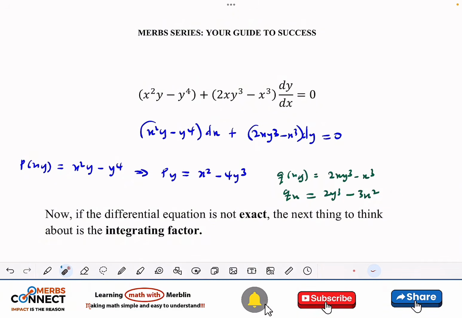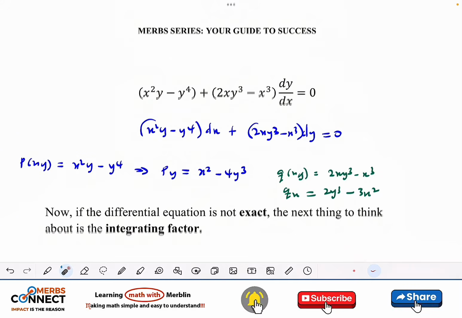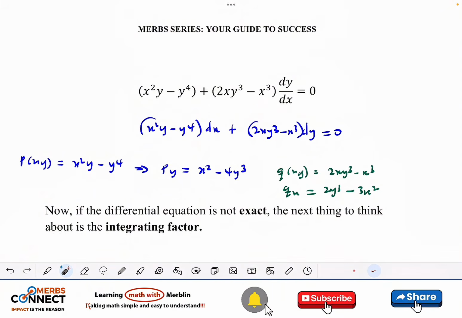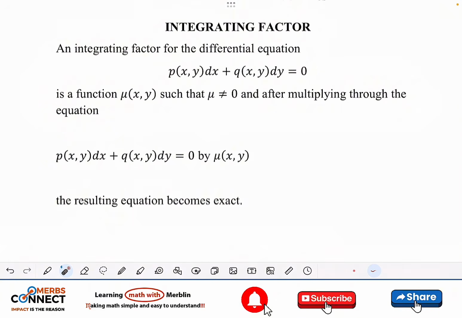Good. So that's where integrating factor comes in. If this is not the same as this, then we cannot use the method of exact differential equations to solve unless we make it exact first. So let's talk about integrating factor. The thing is, now we want to find an integrating factor such that when I multiply this equation by the integrating factor, the resulting equation becomes exact.